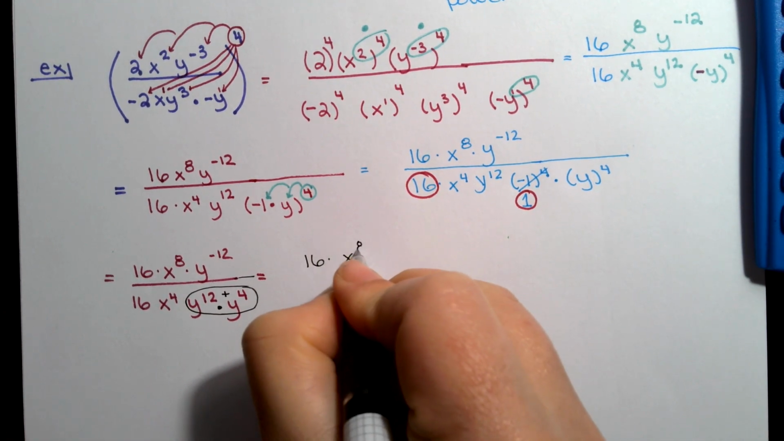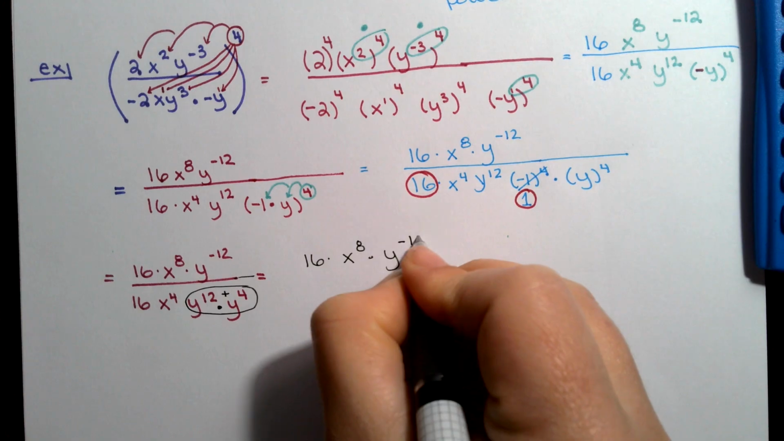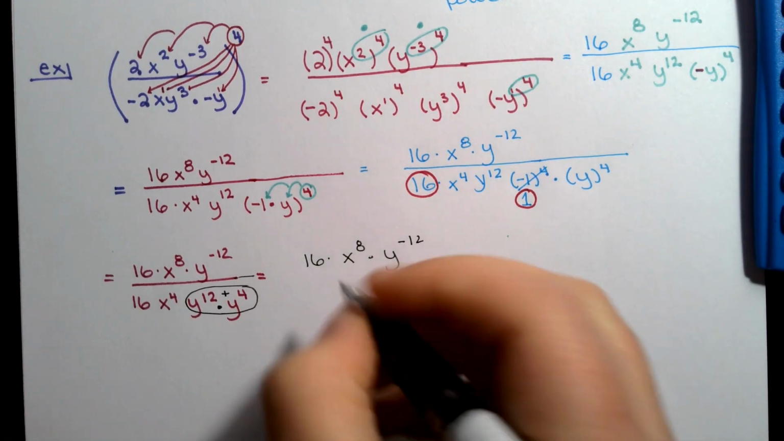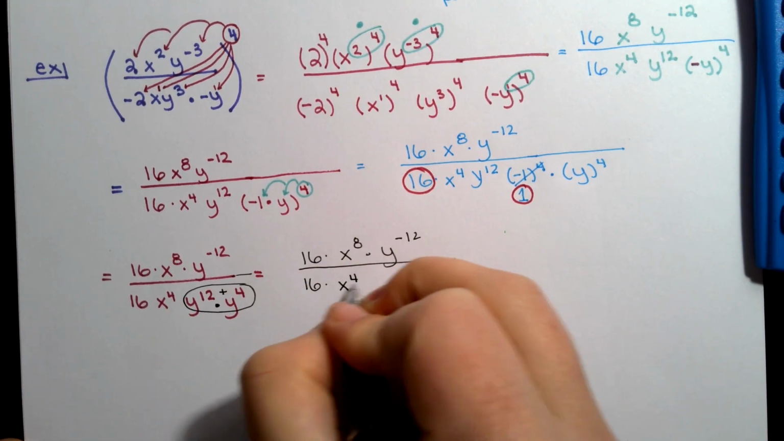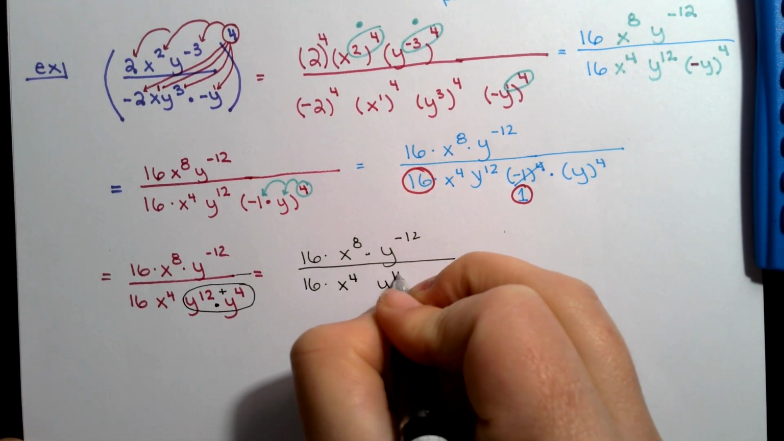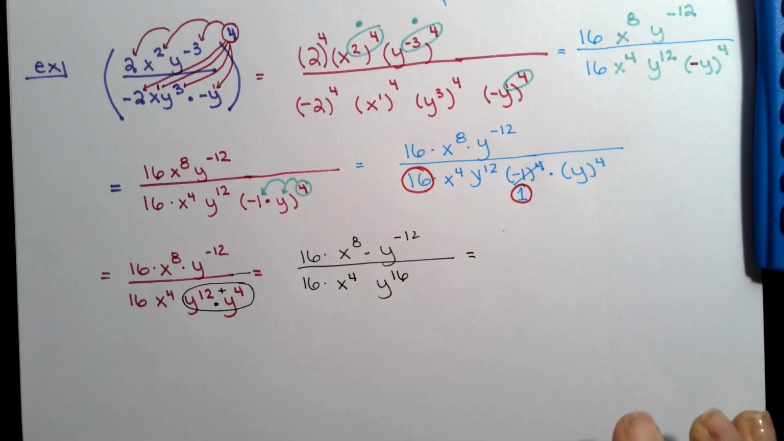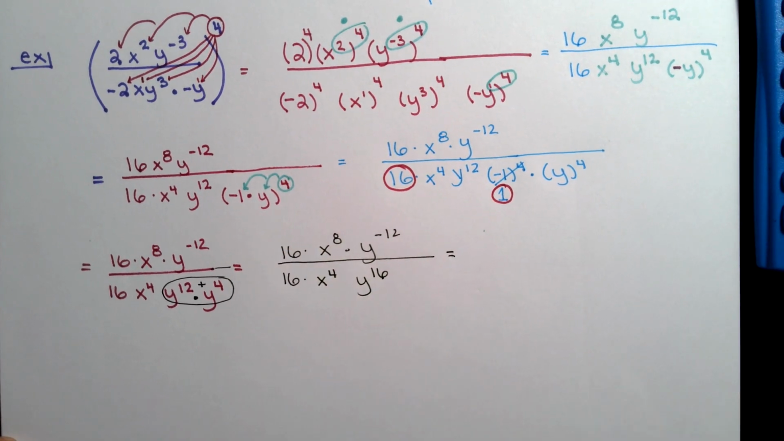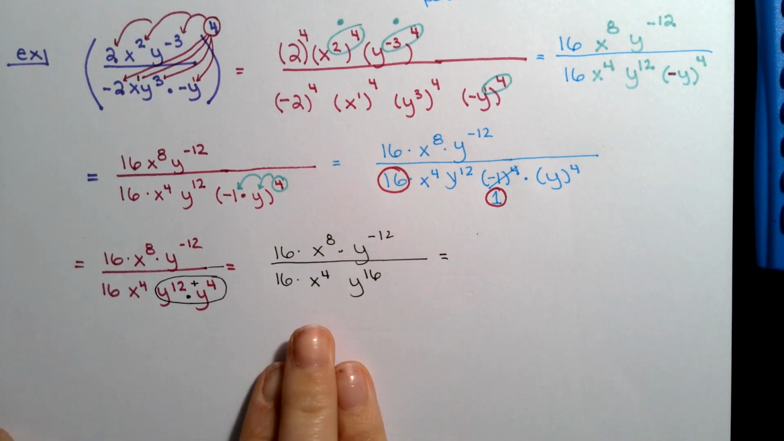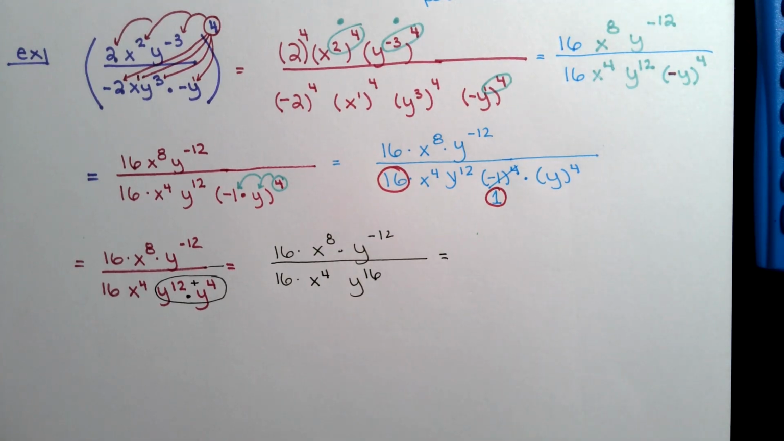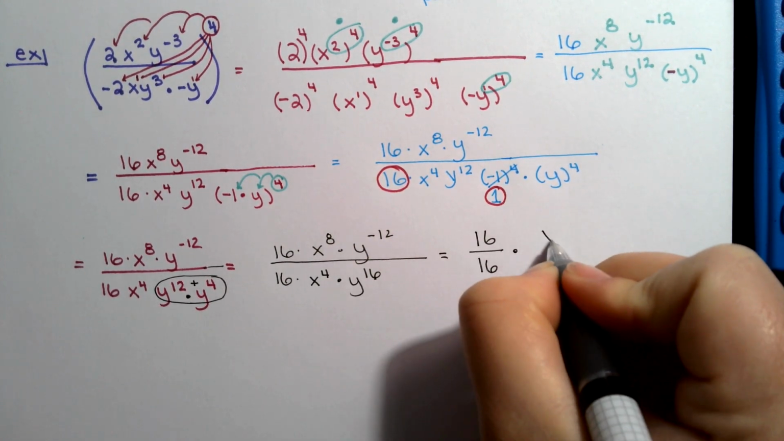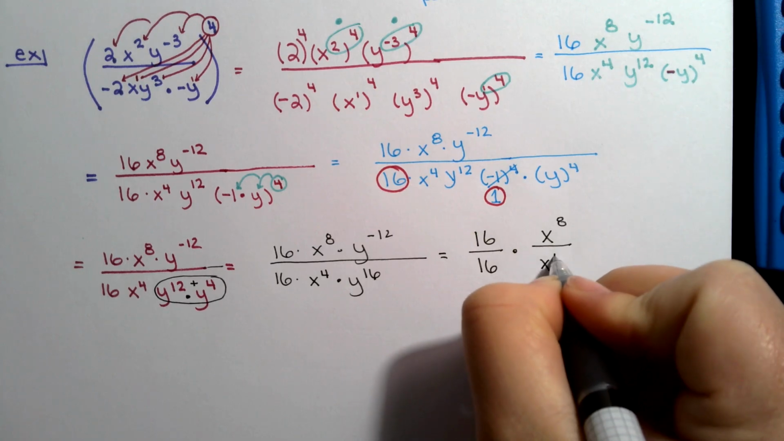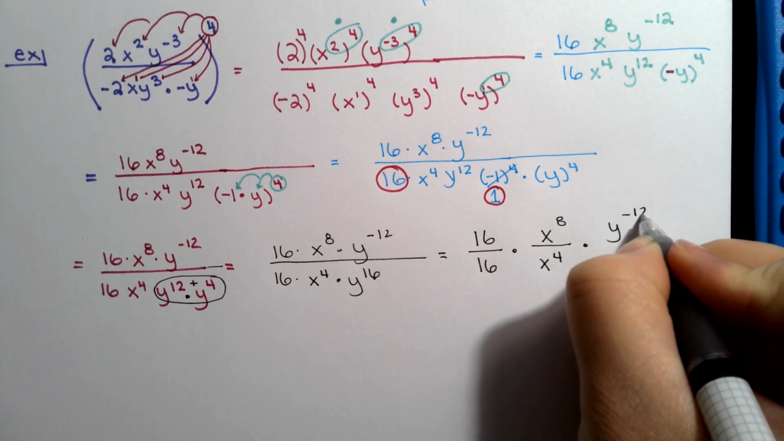16 times x to the 8th power, y to the negative 12th power, all over 16, x to the 4th power. Again, add these, 4, 5, 6, so 16 here. The reason I wanted to wait to deal with those 16s is because when we are at this step where nothing in the numerator will combine, nothing in the denominator will combine, we are going to now divide by splitting this up. So 16 over 16 times x over x times y over y.